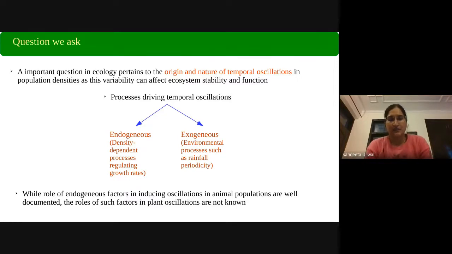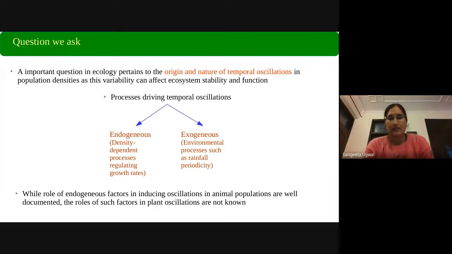So that was our main question that we wanted to address, whether plant populations can have persistent temporal oscillations or not. The next question one can ask is that if there are oscillations, then what could be the origin of those oscillations? We have to identify that there could be two types of processes or factors that could govern these oscillations. One is the endogenous factor, and the other one is the exogenous factor.